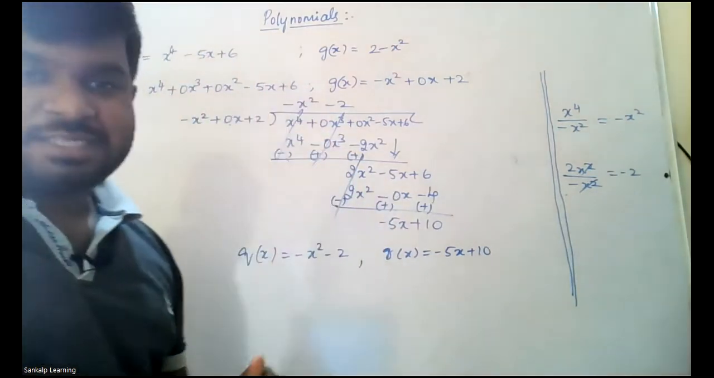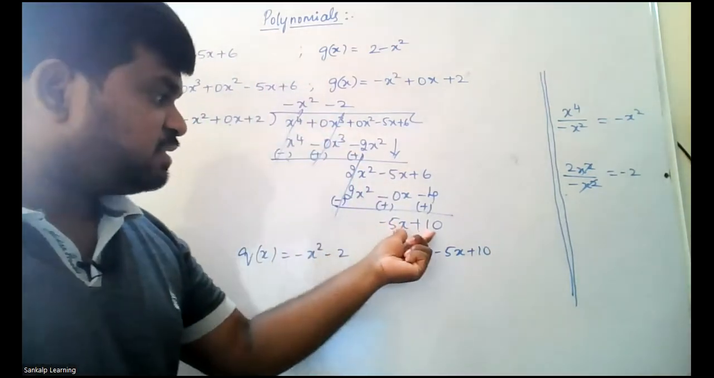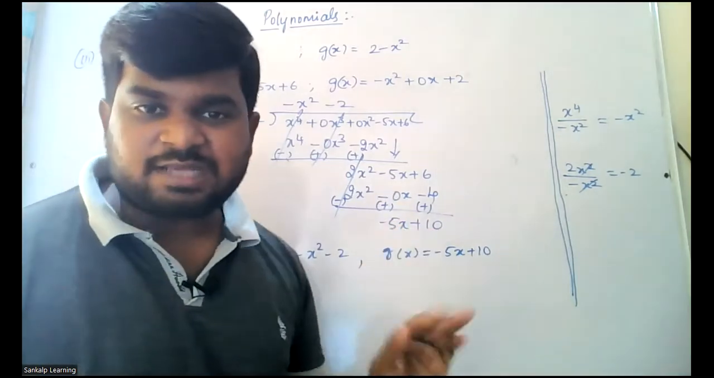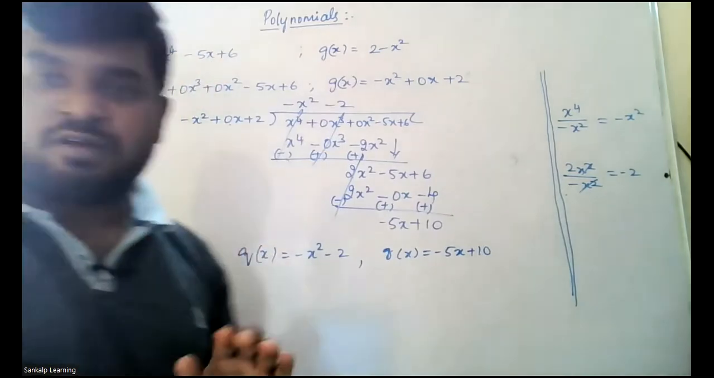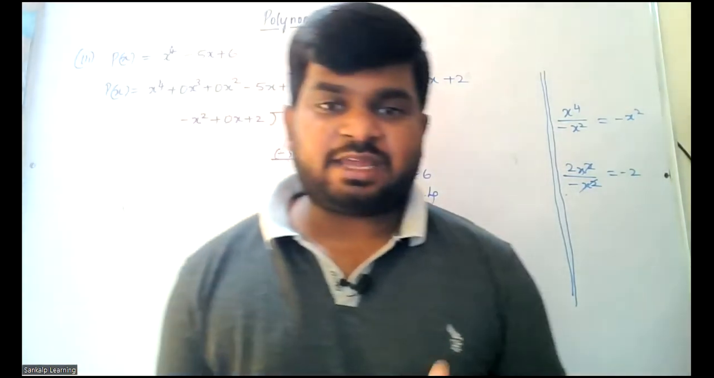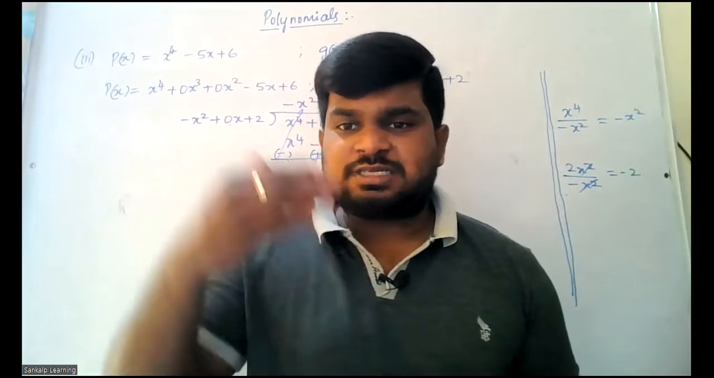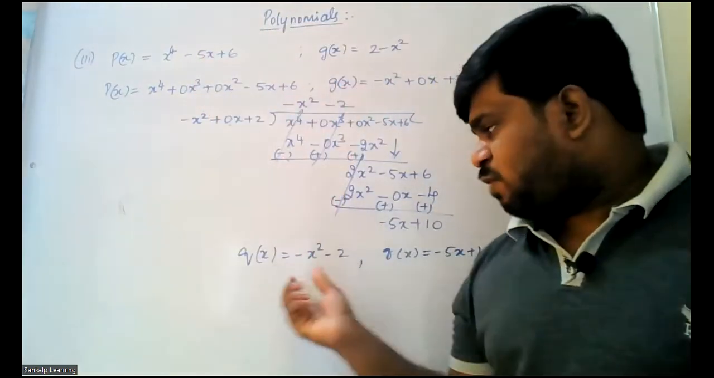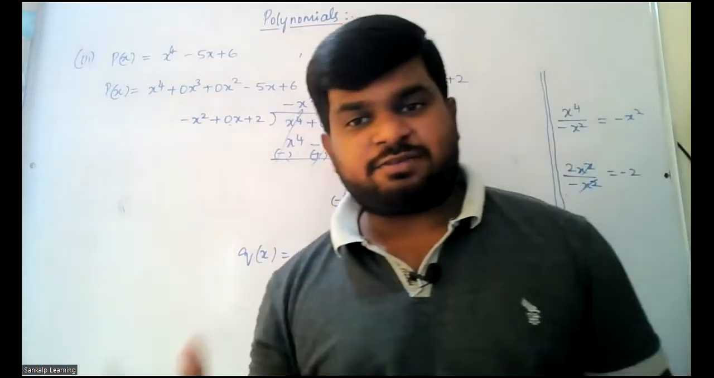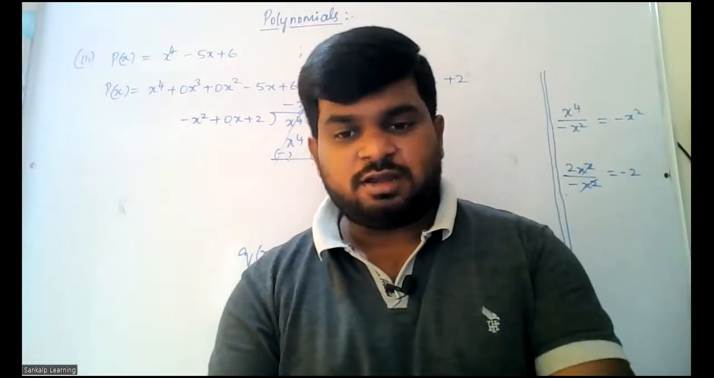Now let's take this example itself. Did we get the remainder as 0? No, we have not got the remainder as 0, which means this g of x is not a factor of p of x. So next one, I'll give it as a task. Try it out. It is the same procedure. We have to divide p of x by g of x. Then once we get the remainder as 0, then it is a factor. Otherwise, it is not a factor.